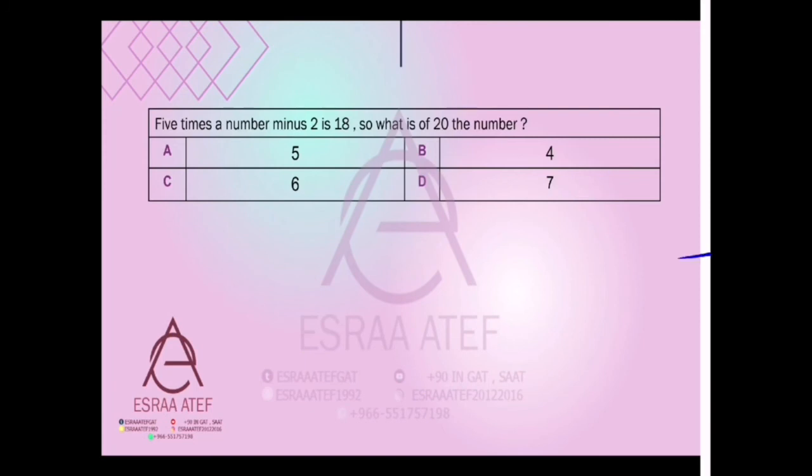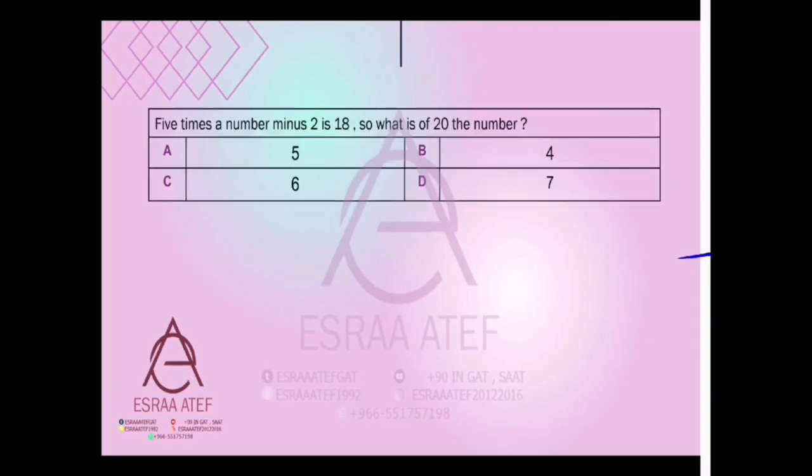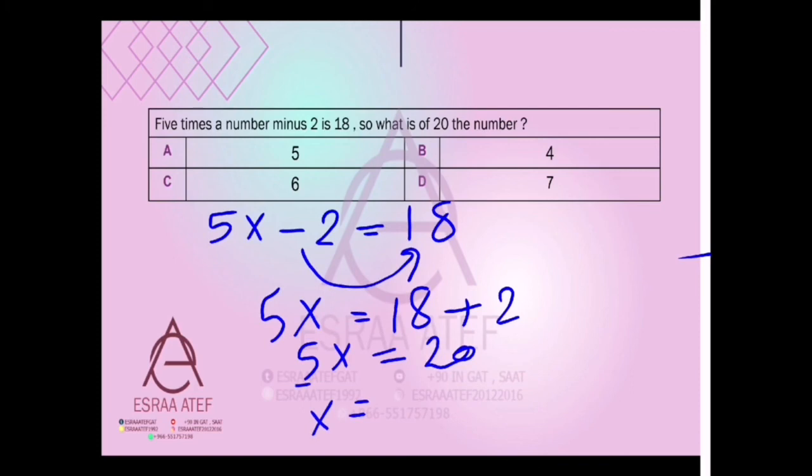Okay, here, 5 times the number, which means 5x, minus 2 equals 18. It's a normal equation. So we will take the 2 to the other side, it will be 18 but plus 2, taking the opposite sign, and here 5x. So 5x equals 18 plus 2, which is 20, and to get x we divide by 5 on both sides, which means x equals 4. So the answer will be 4.